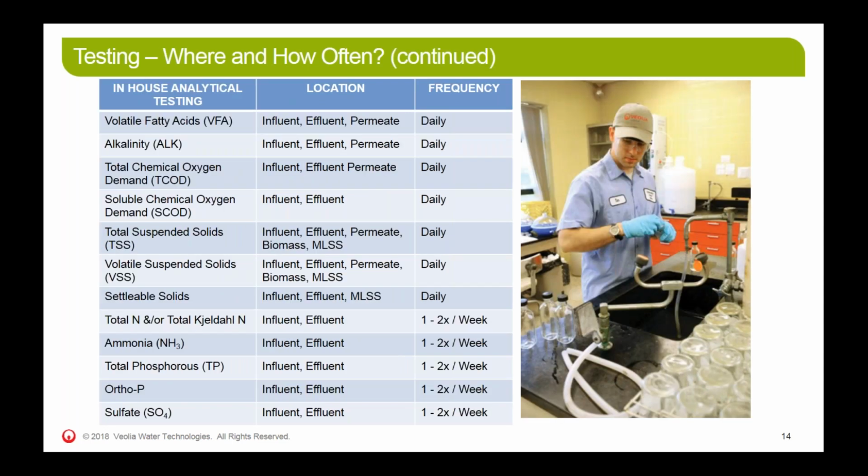So on the in-house analytical testing, what are we testing and how often? The volatile fatty acids, alkalinity, and the total COD are measured on the influent, the effluent, and/or permeate on a daily basis. The soluble chemical oxygen demand is usually just done on the influent and the effluent on a daily basis. Total and volatile suspended solids are done on the influent, effluent, permeate, and on biomass samples or mixed liquor suspended solid samples on a daily basis.